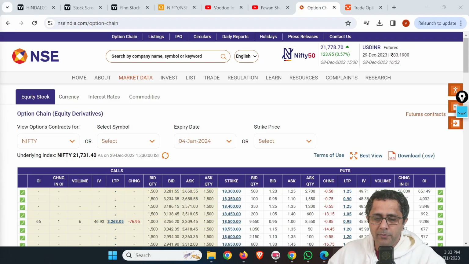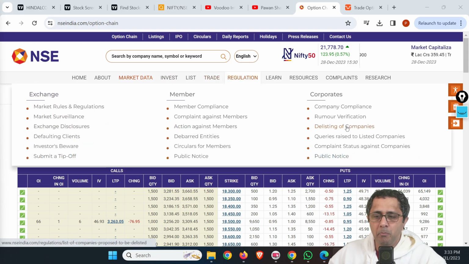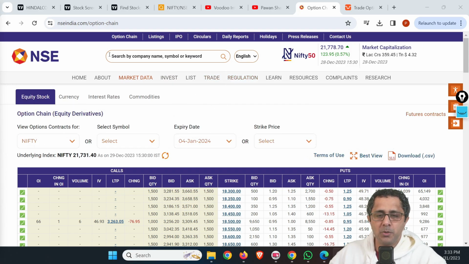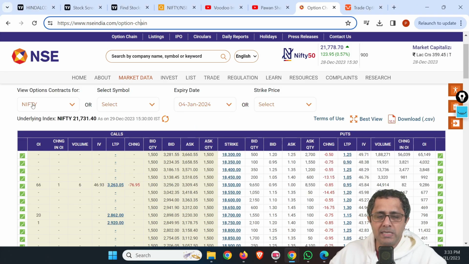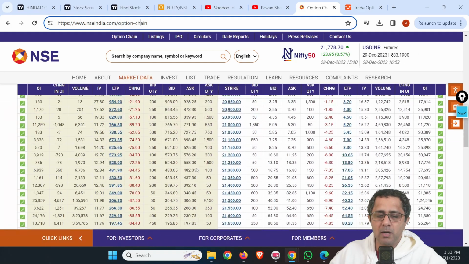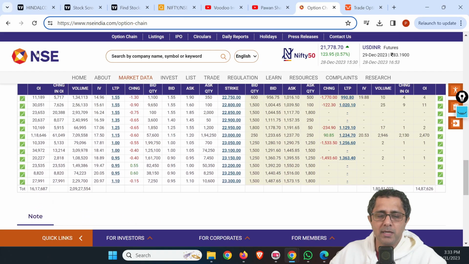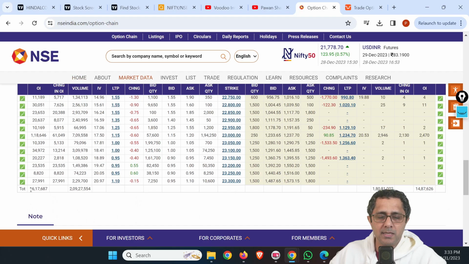First of all, I would be covering the part where you have to manually calculate the PCR. For that, we'll come to nseindia.com and we'll open the option chain. On your screen, you will see a Nifty option chain, and that is for 4th of Jan 2024 expiry. You will scroll down to the bottom, and here this is the OI and this is the total OI. So if I just say this is 16 lakh 17.